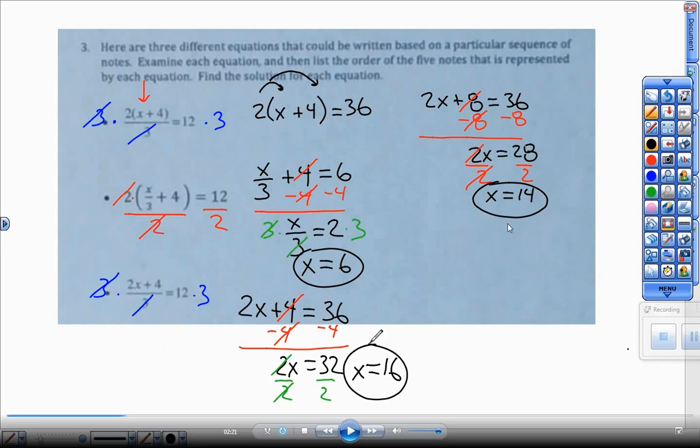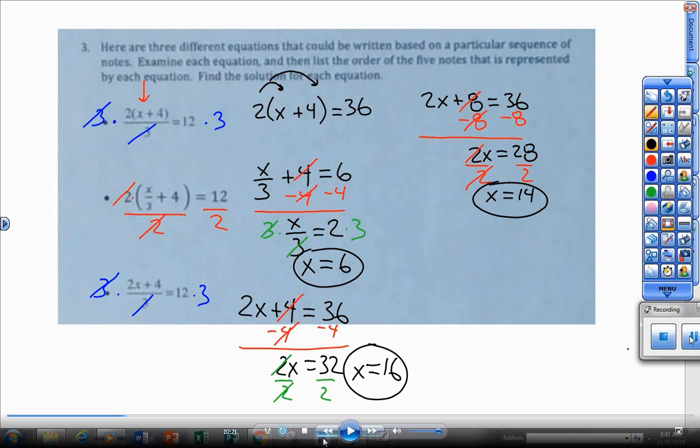All these answers will work if you plug it back in. If I plug in 14 right here, that would give me 14 plus 4, which is 18, times 2 is 36, divided by 3, 12. Perfect. If I plugged in 6 right here, 6 divided by 3, 2. 2 plus 4, 6. 6 times 2, 12. That answer works. 16 right here. 2 times 16 is 32. Plus 4 equals 36. Divided by 3 equals 12.